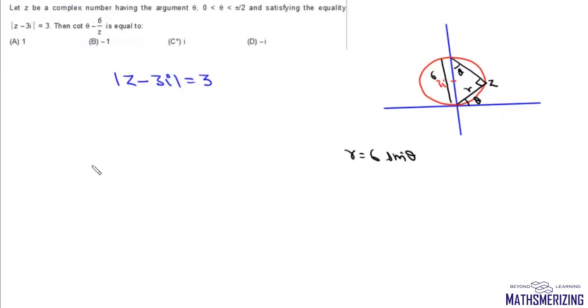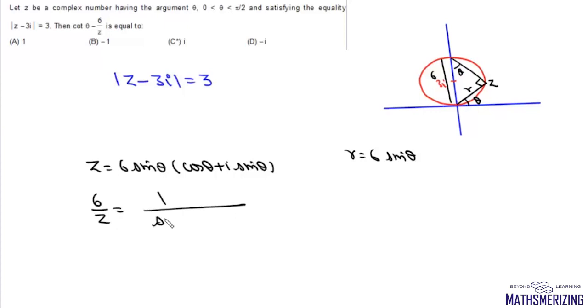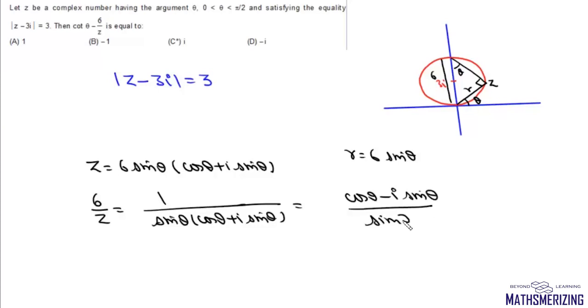So once we have r and theta, we can write z as r, which is 6 sine theta into cos theta plus iota sine theta. Now we can rearrange it as 6 upon z and it will be equal to 1 upon sine theta into cos theta plus iota sine theta, and if we rationalize it, we can write this as cos theta minus iota sine theta upon sine theta, which is cot theta minus iota. Now if we rearrange it again, we can write cot theta minus 6 upon z and it will be equal to iota, and that's your option C.